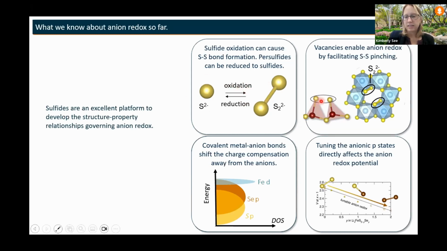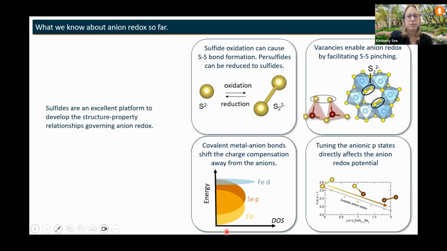And we think that vacancies play a huge role in contributing to anion redox. So whether it's this tetrahedral tilting in the Li2FeS2 case, or pinching along an octahedral edge that neighbors a vacancy in the titanium sulfides, vacancies seem to play a significant role because of the structural freedom that we need in order to form those bonds and to free up the p orbitals to rehybridize.